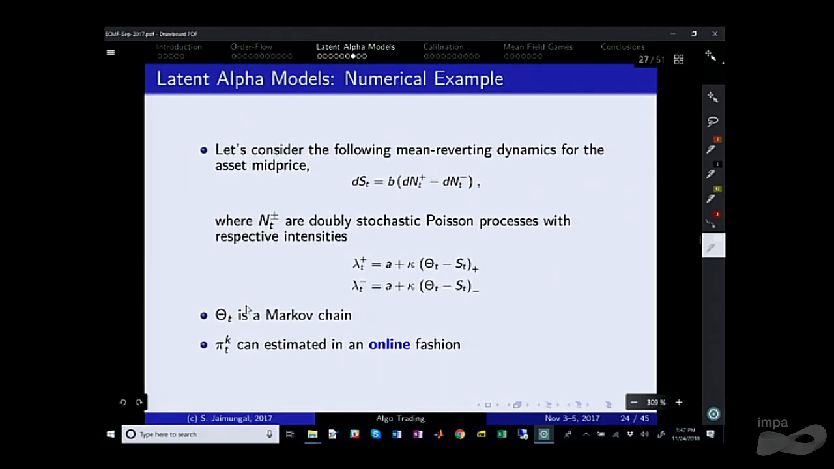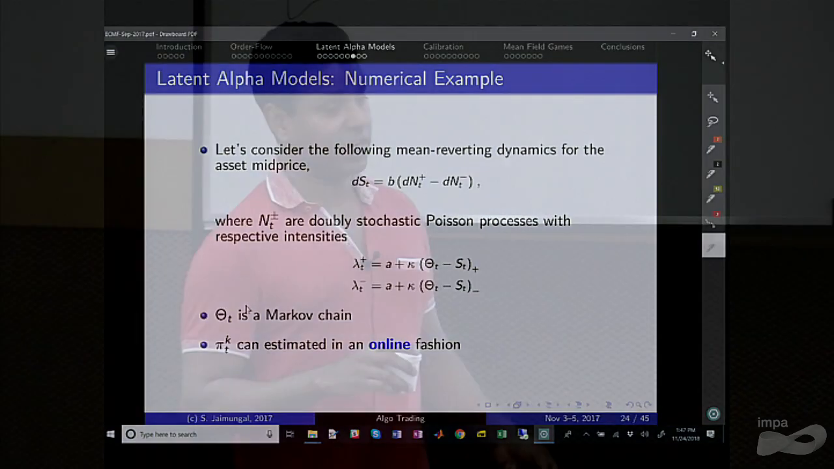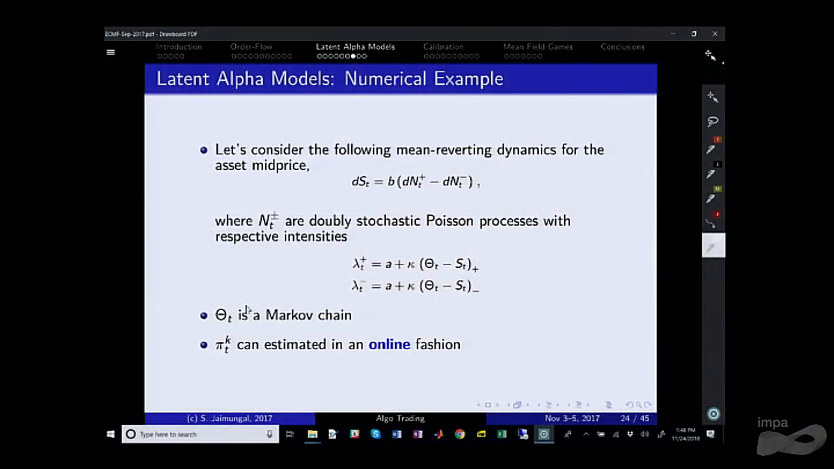Okay, here's a particular example of a model. This is a model where there's no Brownian motion and no drift, but we wanted to construct an example which is a pure jump process that mean reverts. And it mean reverts to levels that we don't know. So n plus and n minus are our counting processes, and they will have intensities given there. A is a constant, not the same as the temporary impact parameter, and kappa is some constant. Theta is this Markov chain, and the subscript plus means the positive part of what's in the bracket. The subscript minus is the negative part of what's in the bracket.